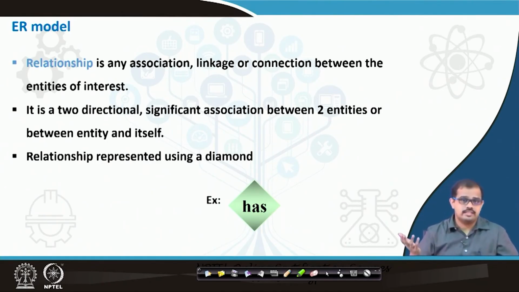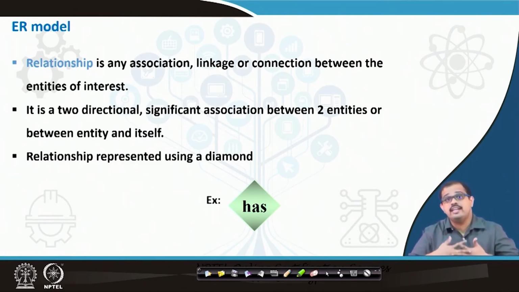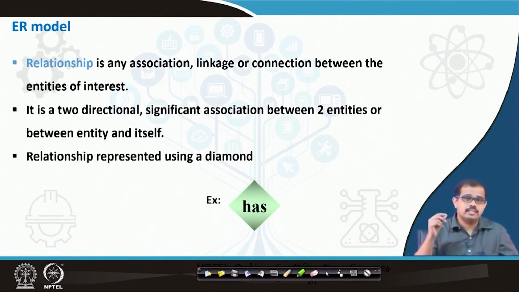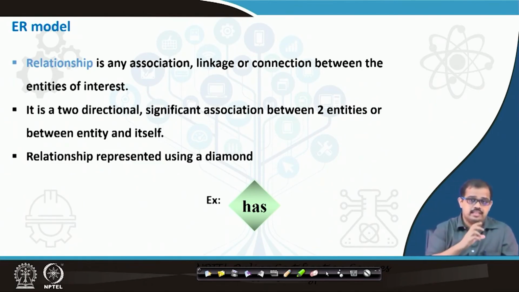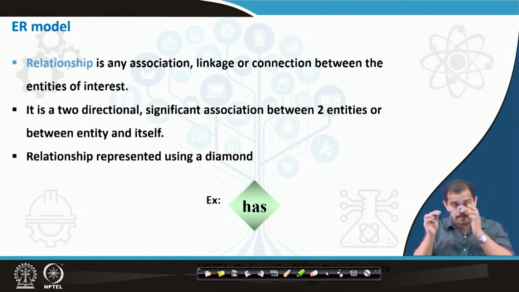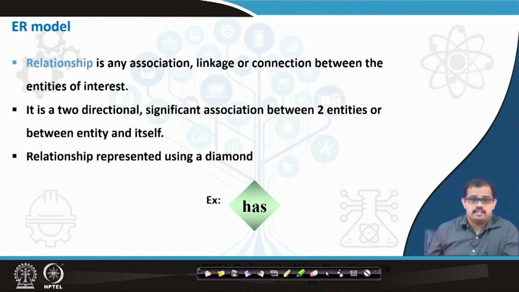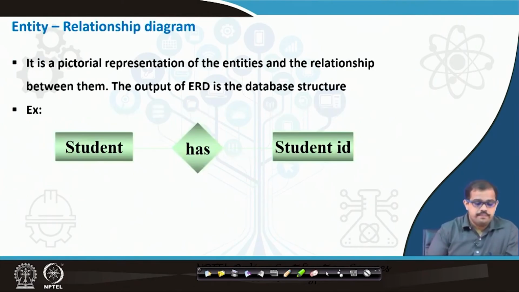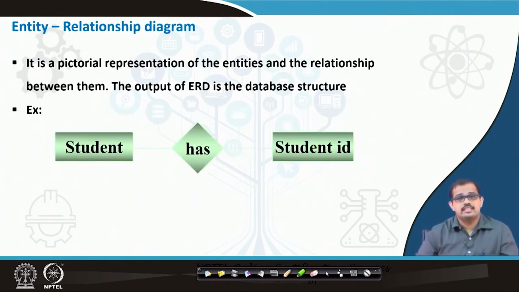It is a two-directional, normally significant association between two entities or between an entity and itself. And itself, so you should be very careful when we are representing it here. Normally a relationship is represented in the form of a diamond. So the entity is in the form of a rectangle, whereas the relationship is in the form of a diamond. When we look at the entity relationship diagram, this is normally an example of an entity relationship.